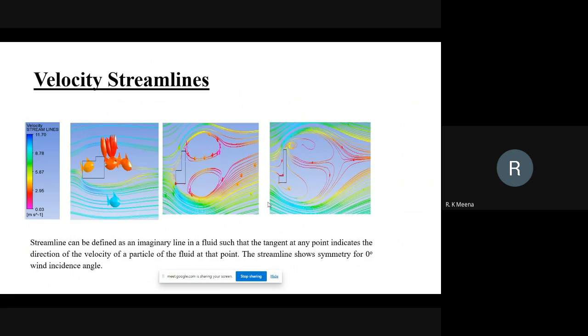This is the velocity streamline we have provided. The arrows are showing the direction of the velocities, and we can see large vortices formed behind model B and model C. As the length changes, the vortices are affected, and a very large recirculation zone is created after model C. For model A, it is very small. So this is the velocity streamline.